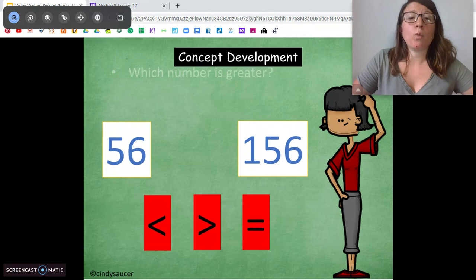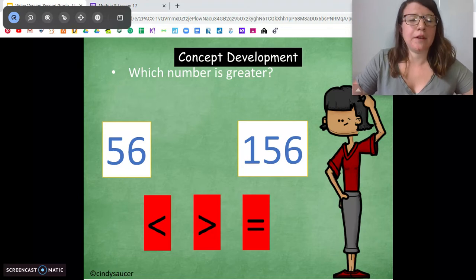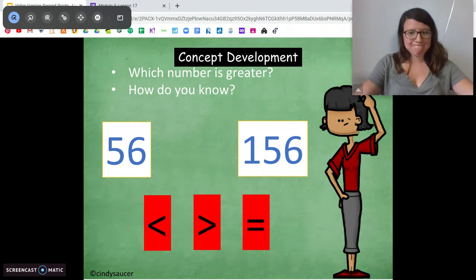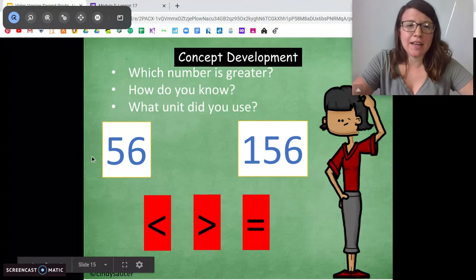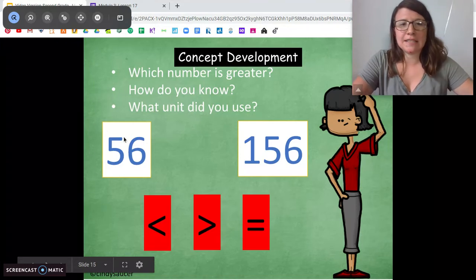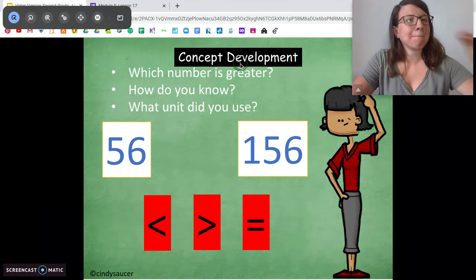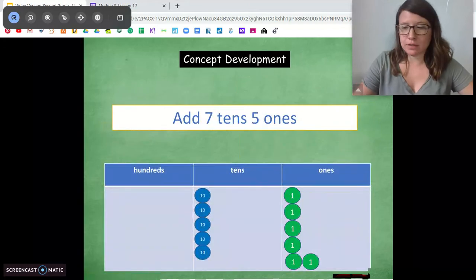Okay? Which number is greater? Very good, 156. How did you know that? Because we're looking at that hundreds place, right? Is there any hundreds? Are there any 10 tens that we can make into 156? So we're going to say 156 is greater by looking at the hundreds place.